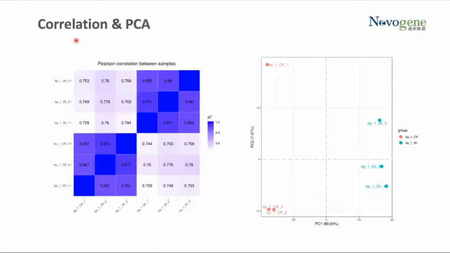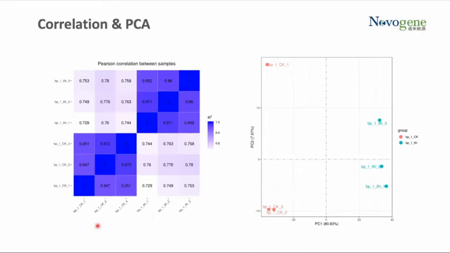By using the FPKM values, we can also perform another 2 analyses. That will be the correlation analysis shown on the left, or PCA analysis shown on the right. On the left, it shows the similarity between each pair of our samples. The R square, or the correlation coefficient, shows the similarity. The higher the number is, the more similar those two samples are.